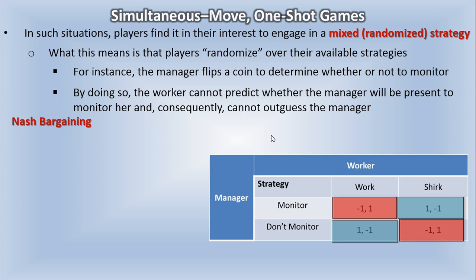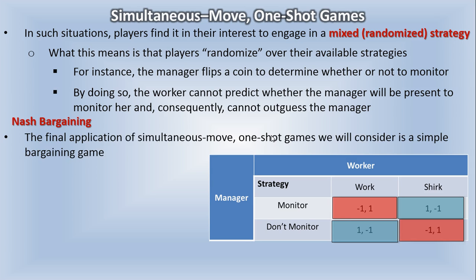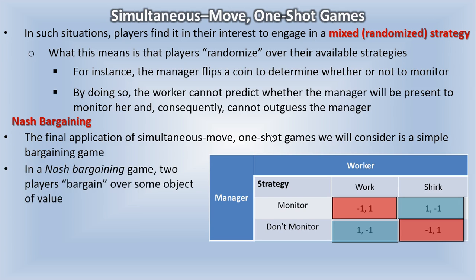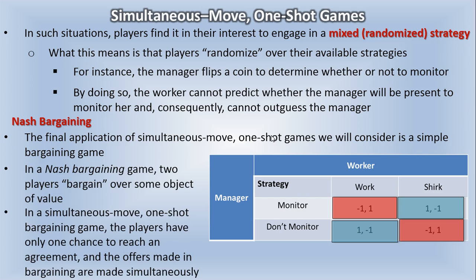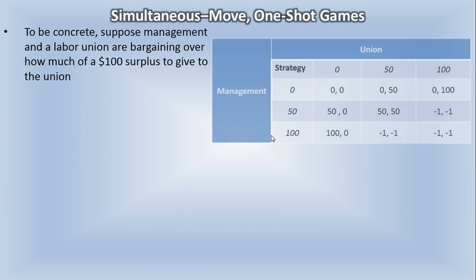And I think this might be the last one, Nash bargaining. So the final application of simultaneous move one-shot games we'll consider is a simple bargaining game. In a Nash bargaining game, 2 players bargain over some object of value. In a simultaneous move one-shot bargaining game, the players have only one chance to reach an agreement, and the offers made in bargains are made at the same time. So again, it's a simultaneous move one-shot game.